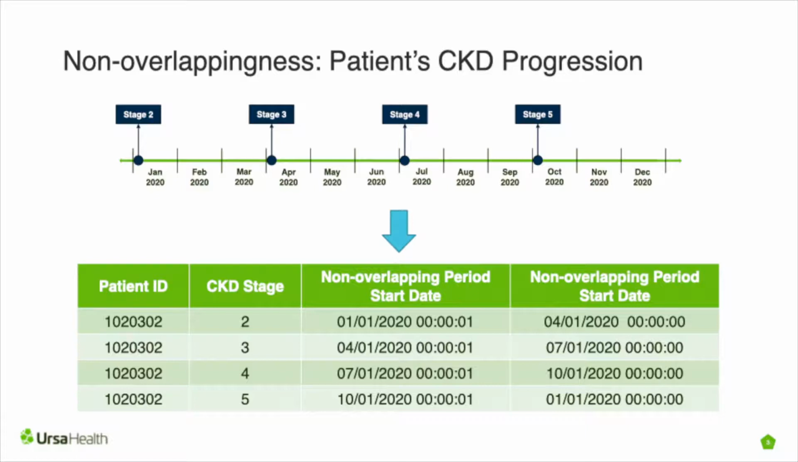So, timeline objects describe an entity, like a patient, over time as the characteristics of that entity might change. The object also ensures that for the changing characteristics of the entity, like a patient progressing through CKD stages, each characteristic is captured in a non-overlapping interval.